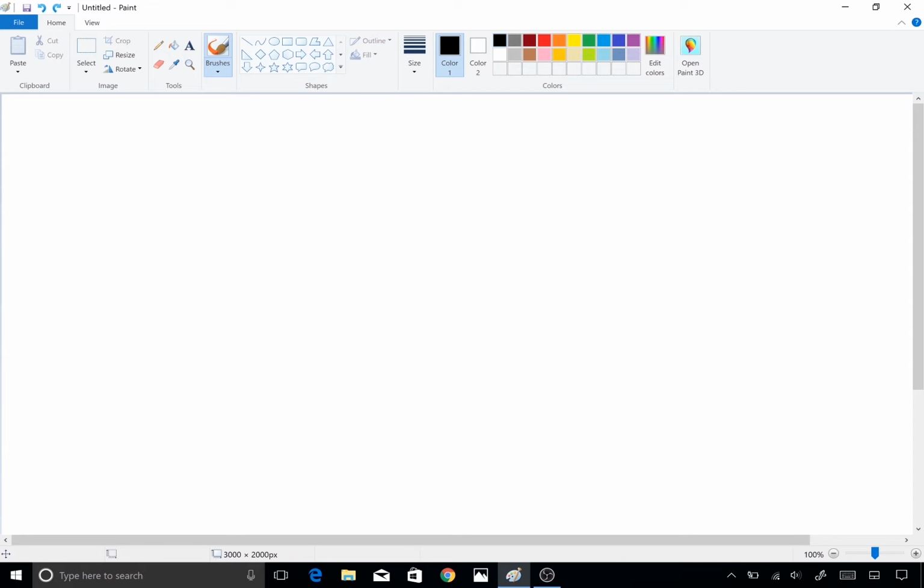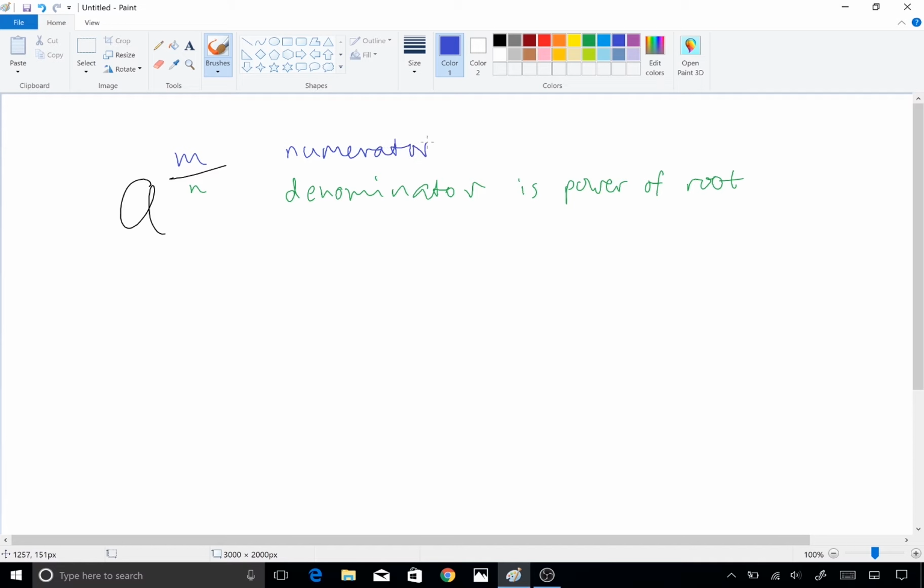Today, we want to get into rational exponents. The way it works is we have a to the m divided by n. The denominator is the power of the root you take, and the numerator is the power you raise it to.